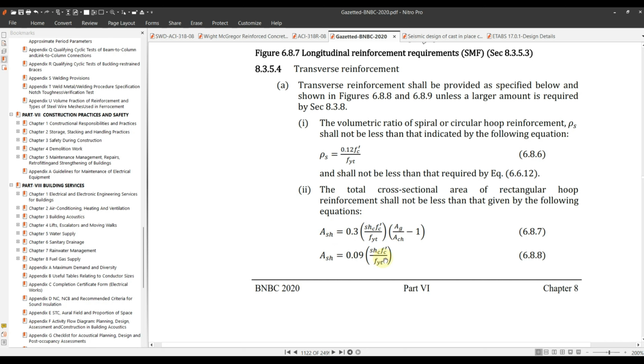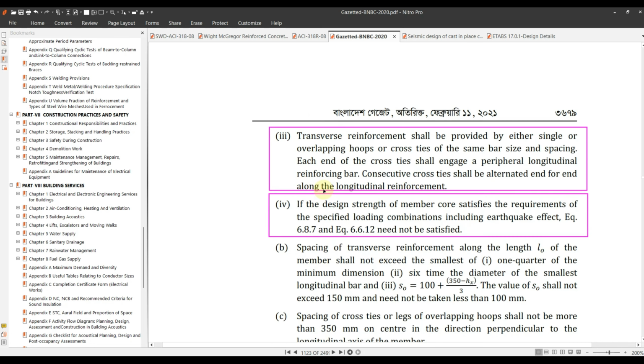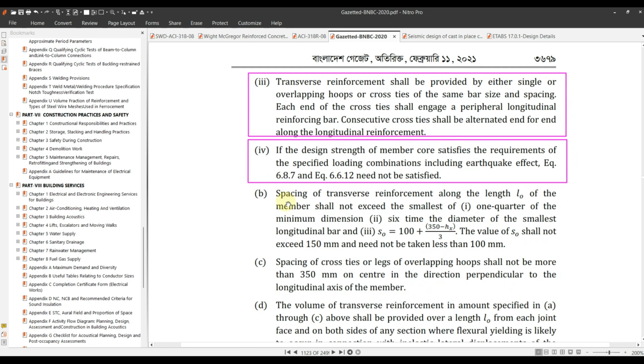So if you have an Excel sheet or program already prepared for a special moment frame column, then you can modify that Excel by just removing this formula or making it 0. And then there is another small change, under b1, the spacing of transverse reinforcement, the vertical spacing of the transverse reinforcement.